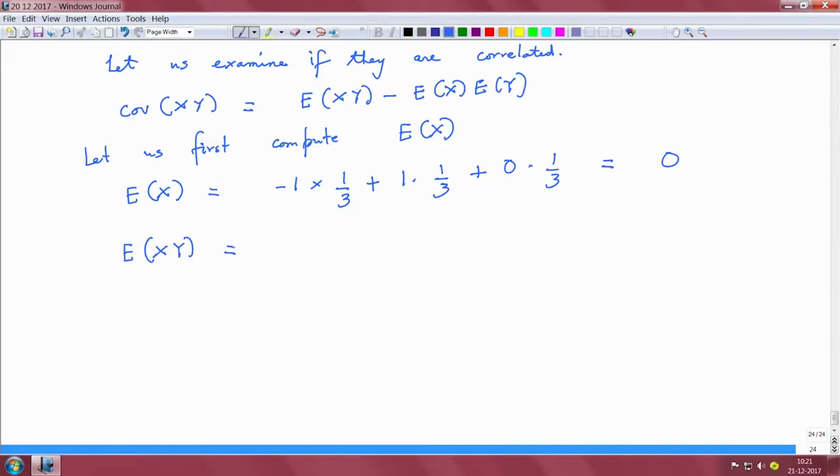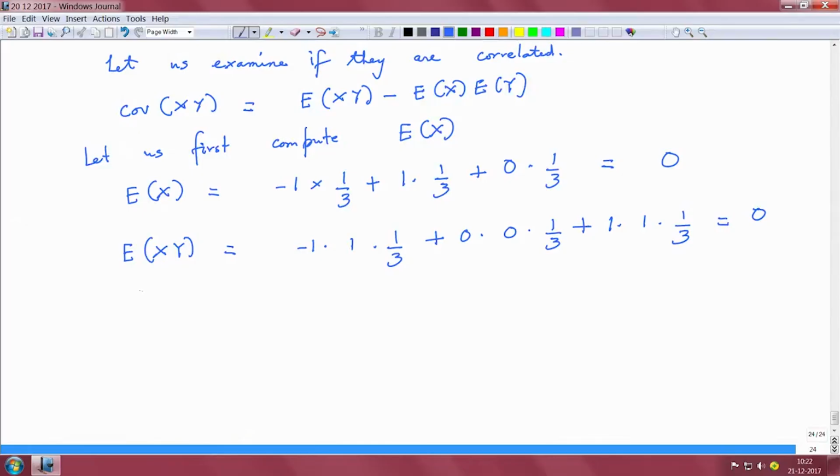This has to be computed over the joint probability mass function of x and y. So, now reading off from this table, there are only 3 entries that are non-zero. So, let us take those quantities. x can take -1 and y can take +1, and the joint probability mass function is 1/3. Then x can take 0, y can take 0, the mass is 1 by 3, and x can take 1 and y can take 1, and the joint probability mass function is 1/3. So, this evaluates to 0.